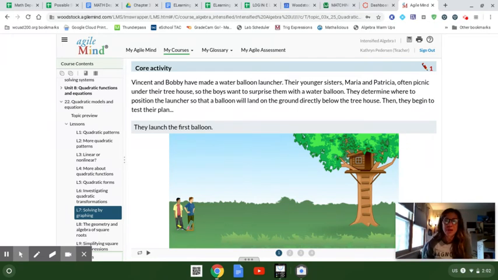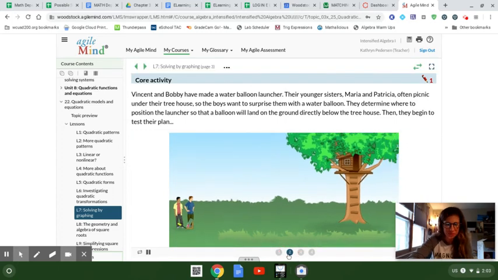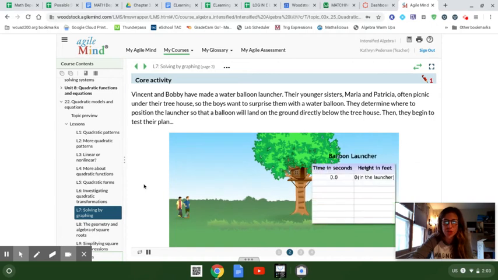So Vincent and Bobby have made a water balloon launcher, and their younger sisters are often picnicking underneath their treehouse, so they want to surprise them with water balloons. Probably sounds familiar with some of you. We have a table to show in our book, the relationship between time and balloon height. As time passes, their balloon should go higher. You can see it launching in there, and the table is filling out.